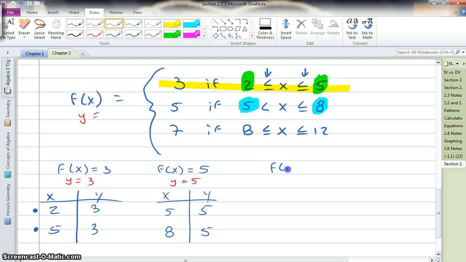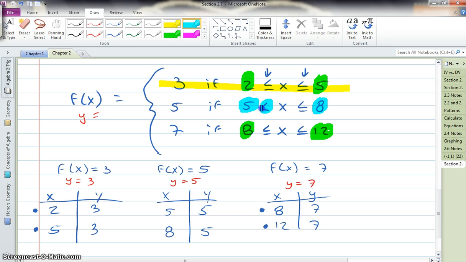All right, and then the last piece, f of x equals 7. So y is 7. My 2 main points are my endpoints, which in this case are 8 and 12. So at 8, y is 7, and at 12, y is 7, and these both are closed dots. And I made a mistake on my middle function. Notice I did not put open dot, closed dot. Here we have greater than, so at 5 we have an open dot, and here we have less than or equal to, so at 8 we have a closed dot.